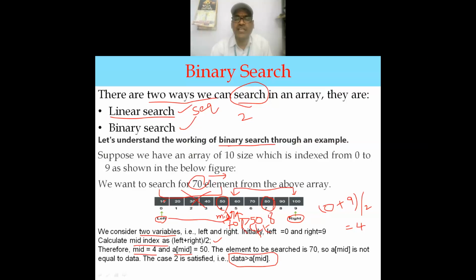Is 70 greater than 80? No. That means if 70 is present, it will be present within this half of the array. So within this half of the array, it will be present. Now we will ignore the other half of the array.